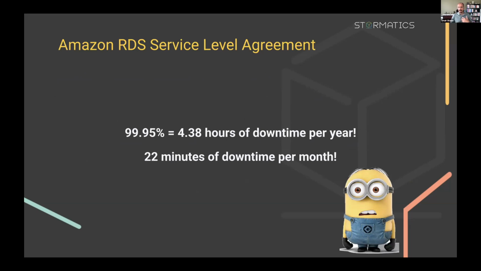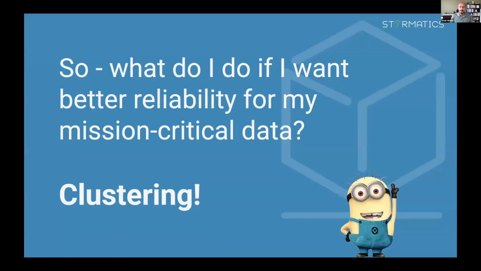Amazon says that's the best that they can offer, and Amazon is the most popular cloud provider and database as a service provider out there. What do you do if you want to be better, if you cannot afford 22 minutes of downtime every single month? Well, you have to have clustering, you have to have better reliability, and you have to have redundancy in place.